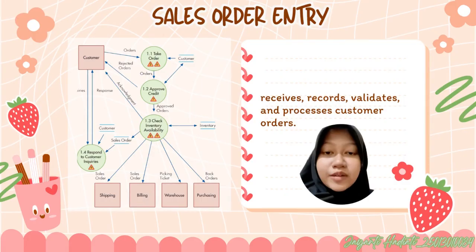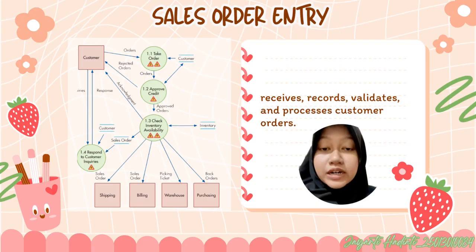As we can see in the diagram on the left, the customer sends an order first, and then we take the first step. The first step is take the order, the second step is credit approval, the third step is check inventory availability, and the fourth step is respond to customer inquiries. After all checks are completed, the sales order is sent to the different departments.